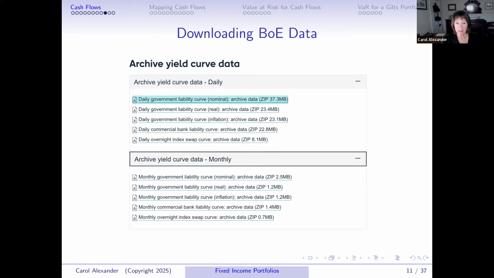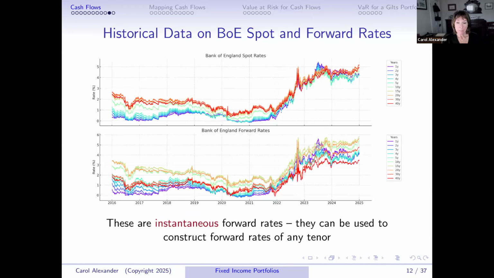I'll talk a little bit about the overnight index swap curve because that's a more recent innovation, because that replaces LIBOR now. And these are the data we're going to download. I've uploaded them into ChatGPT to plot them as time series.